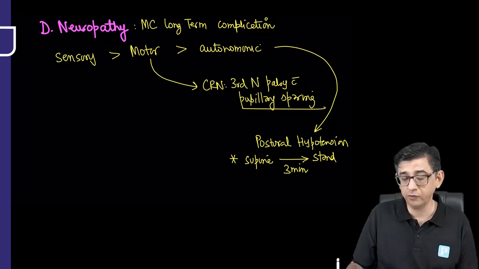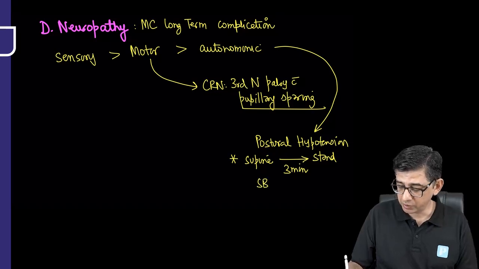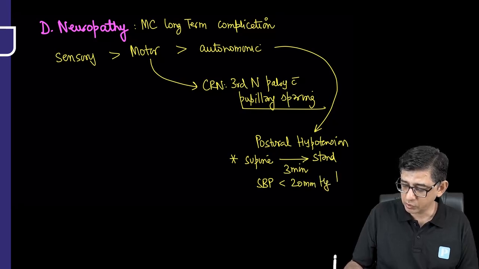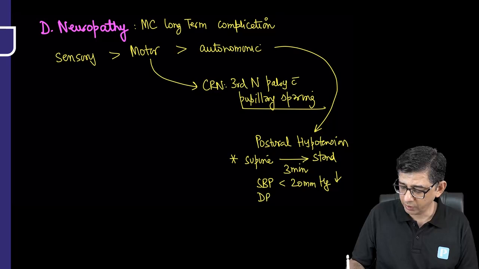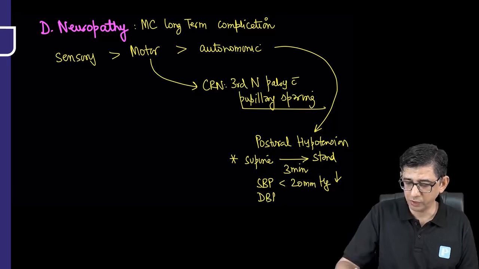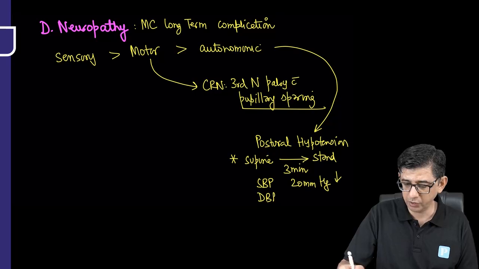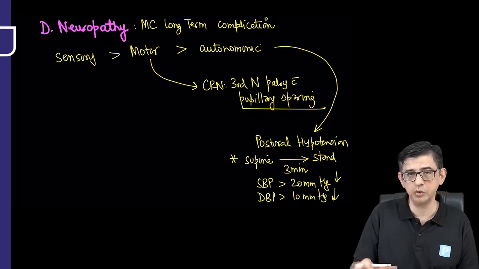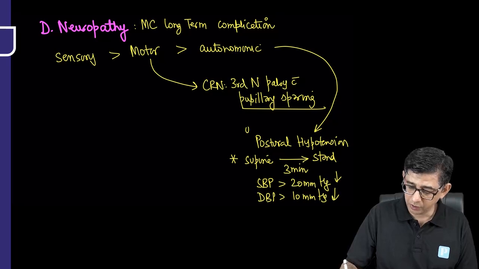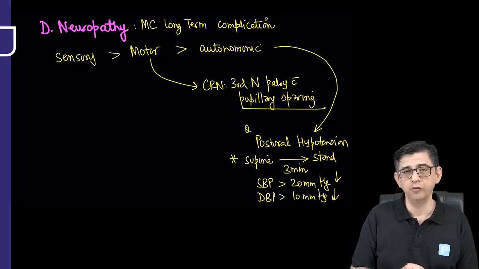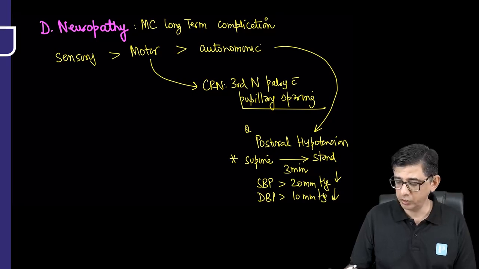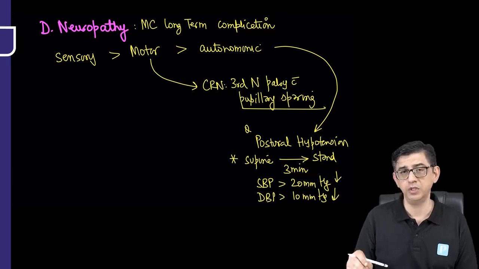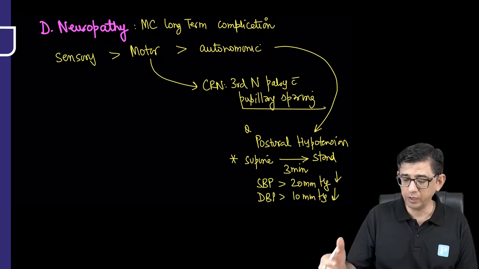What we are gonna do is that we're gonna wait for 3 minutes, let the compensatory mechanisms work. And if we find that the systolic blood pressure is falling more than 20 and the diastolic blood pressure is falling more than 10 millimeter of mercury, then we call it postural hypotension. See, all the time I've been talking about increased blood pressure, so I just wanted to grab this opportunity to talk about the definition of postural hypotension, which is fall of systolic blood pressure more than 20, diastolic more than 10 on change of position from supine to standing.